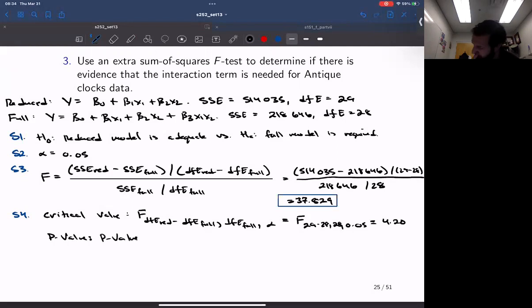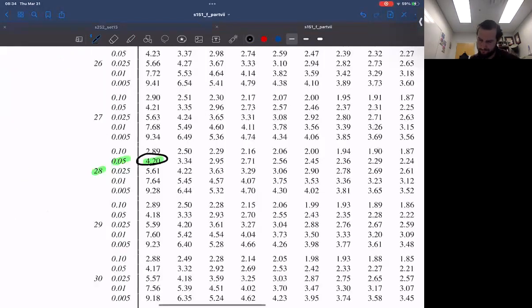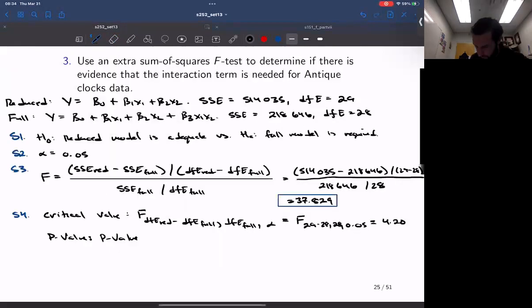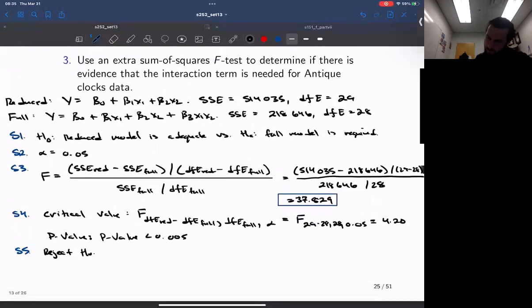Okay, so if we take the p-value approach, our test statistic was 37.829. So 37.829 is going to be bigger than 9.28, which means the p-value is less than 0.005. So we can reject H0.